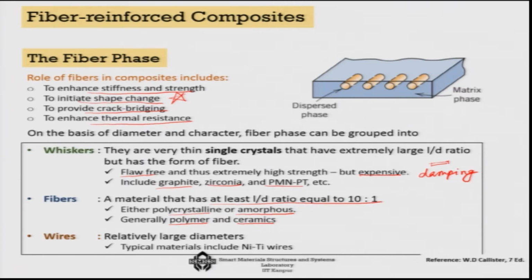Sometimes you can also use polymers. About the other variation, that is wires, they are relatively of large diameter. The diameter that we are talking about in this case is in the micrometer range. In the fiber case, the diameter can be less than a micrometer, and in the wire case the diameters are greater than the micrometer range, so they are relatively large. Typically nickel titanium wire, for example, is used as wires in the fiber reinforced composite.